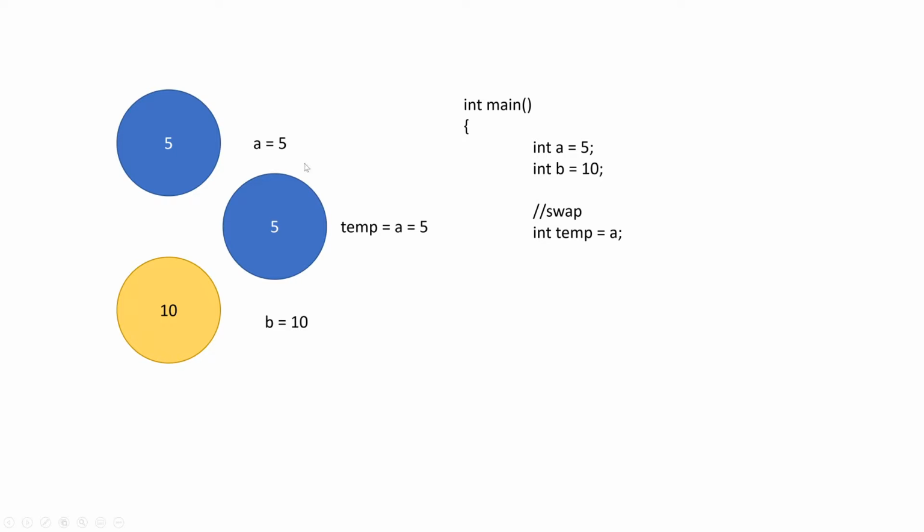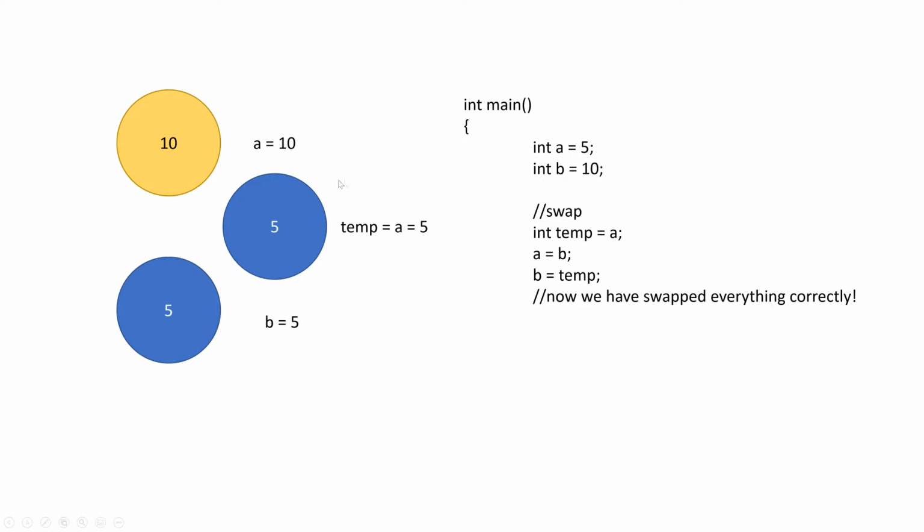And now what we'll do is we'll do what we did before. We will set a equal to b. So now we see we've got two values of 10, a and b are both 10, but we also have this temporary variable which is still pointing to the value of a from before, which is 5. So now what we can do is a third operation and set b equal to temp. And now you can see that what once was 5, a was once 5 when we started the program up here, it's now 10. And b, which when we started was 10, is now 5.